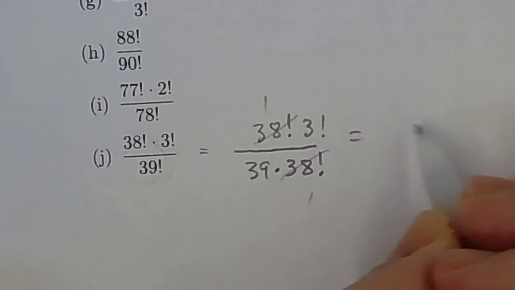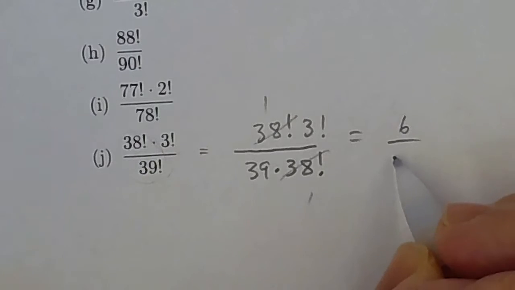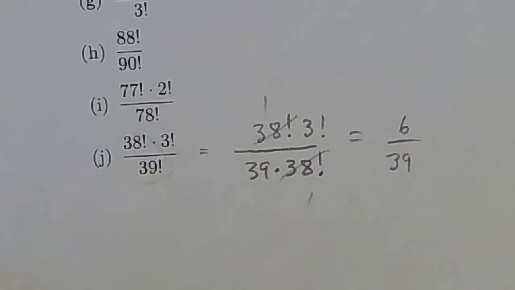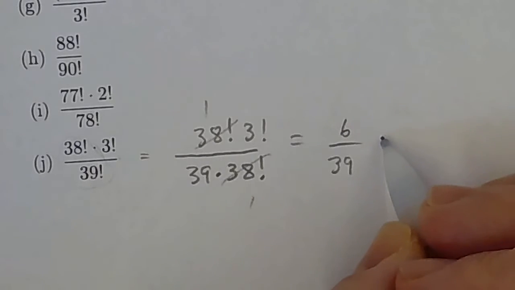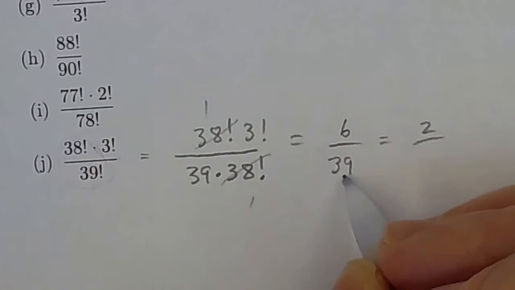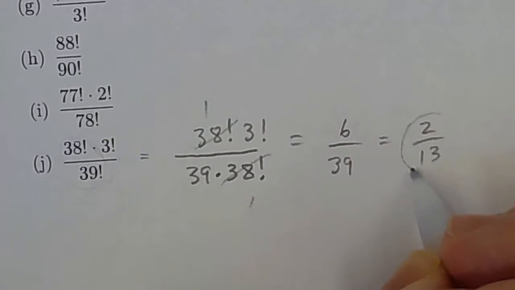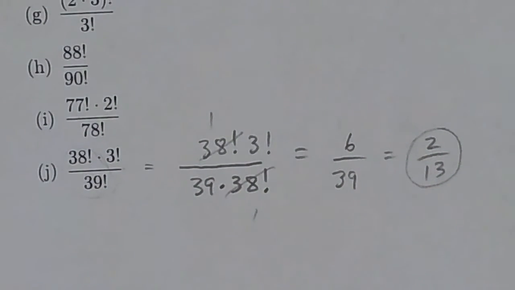We just did that math. Over 39. And then just reduce the fraction. Let's see what 3 goes into both of those. So divide that by 3, I get 2 and 13. So 2/13. Okay.